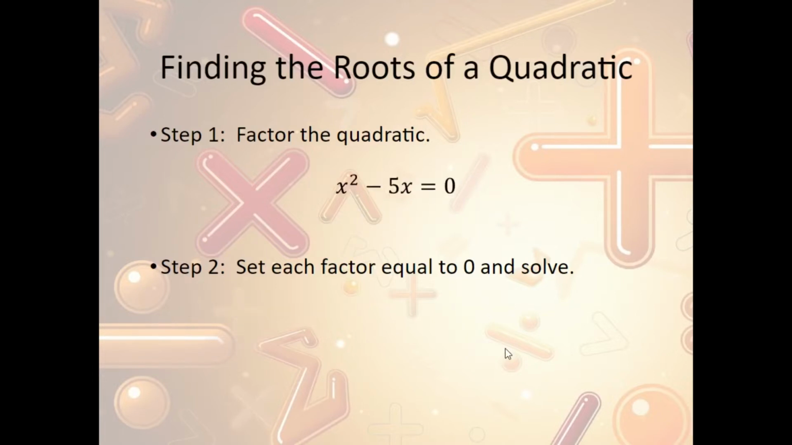Let's look at another example. We have x squared minus 5x is equal to 0. Again, we factor this, and we can pull an x out. So we get x times x minus 5 is equal to 0. Now we set each of those parts equal to 0, and that includes the x. So x equals 0, and x minus 5 equals 0. That first one is just x equals 0, so that's one of the roots. For the second one, we add 5 to both sides, and we get x is equal to 5. So x equals 0 and x equals 5 are the roots for this quadratic.